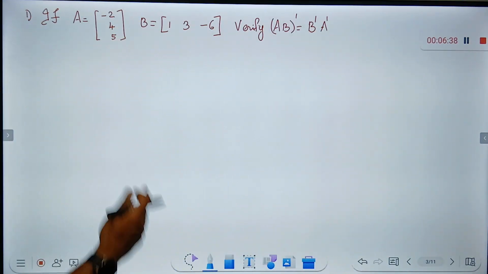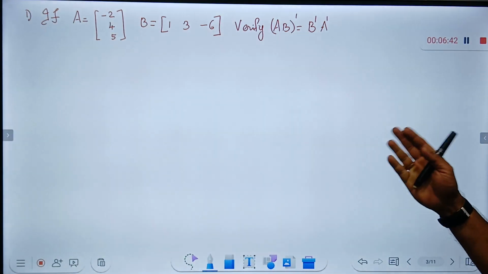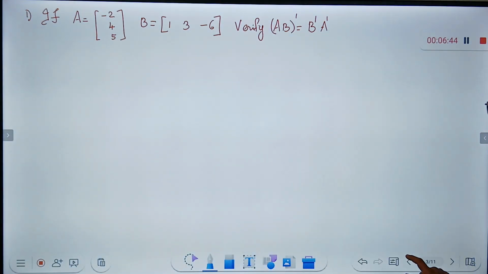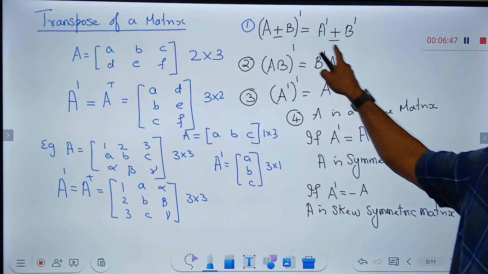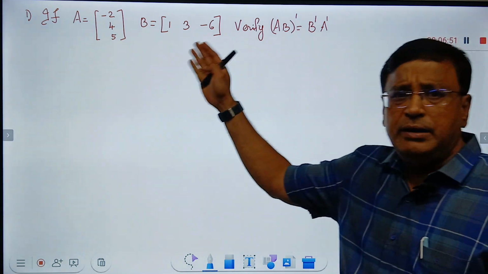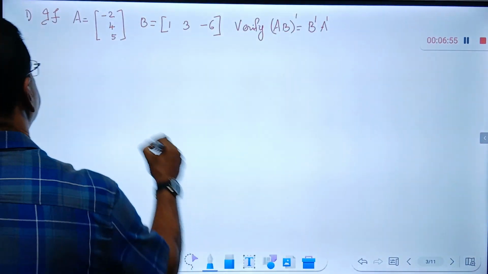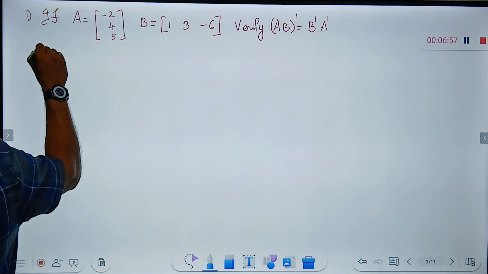I have written down the questions here. So the first question is, if A is a row matrix and B is a column matrix, I need to verify this property. You see this problem, I want to verify this property. It holds for any matrix provided the multiplication is well defined. Now let's see. First I will do A into B.